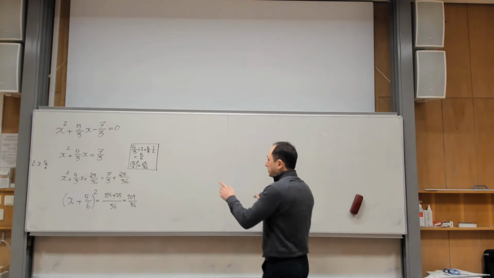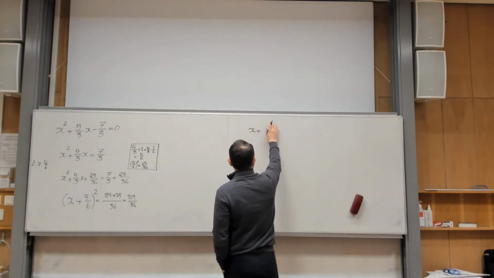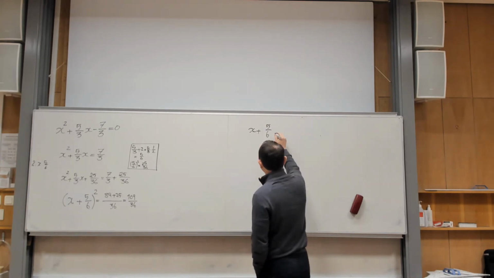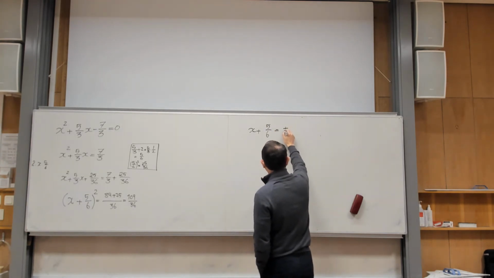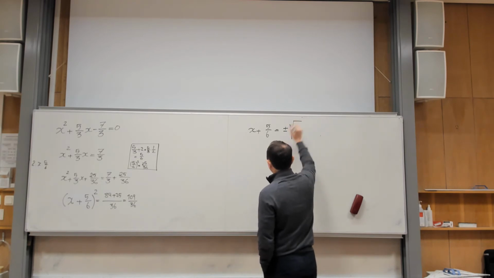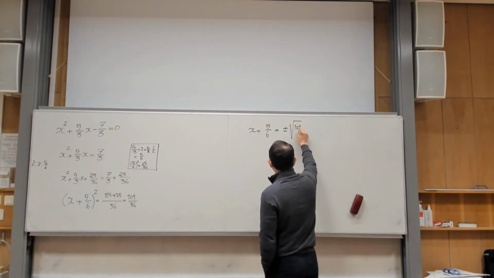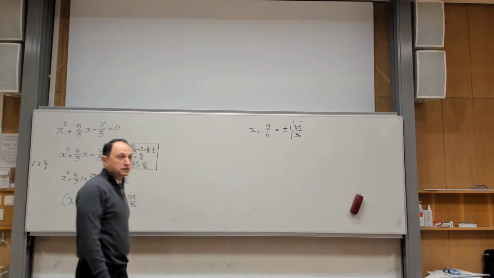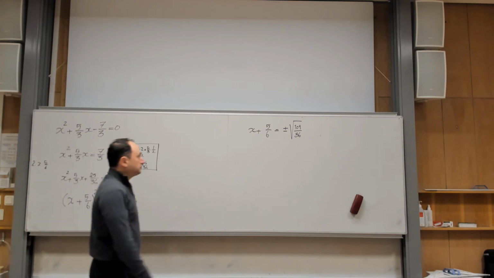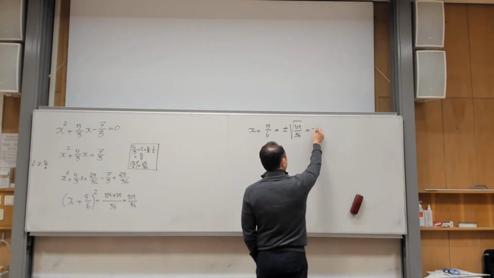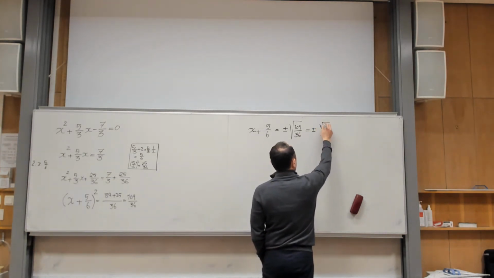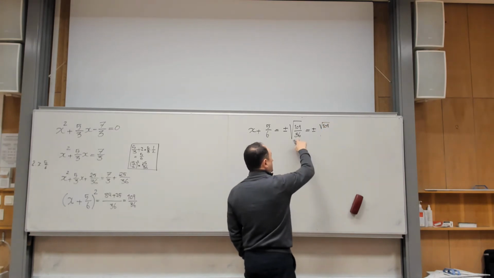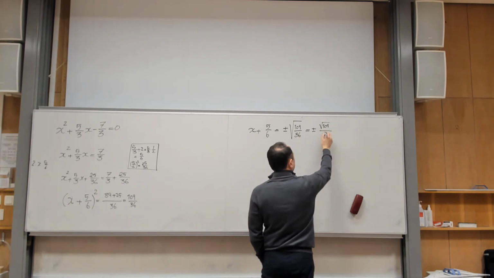So what I do, let me change my way of writing a little bit. So this becomes x plus 5/6 is equal to plus or minus the square root of 109 divided by 36. Yes? But here, if I take the square root of 109, I have to keep it in the exact form. But square root of 36 is just 6.